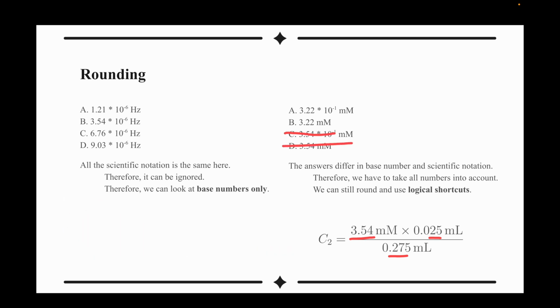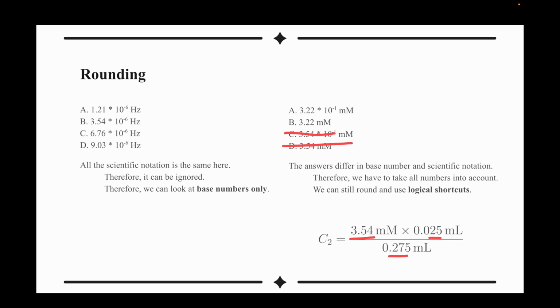So we can assume now the base number we're going to get from this is 3.22. Now, how do we choose between A and B? Well, there are a few ways you could simplify this equation. One way I would do it is to simplify all the numbers in this equation, since we already know the base number of the answer.